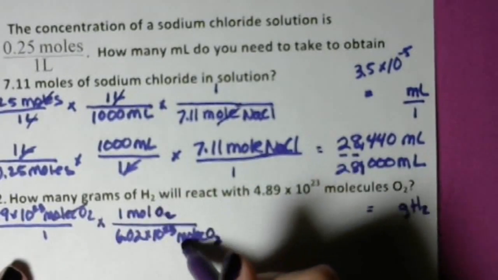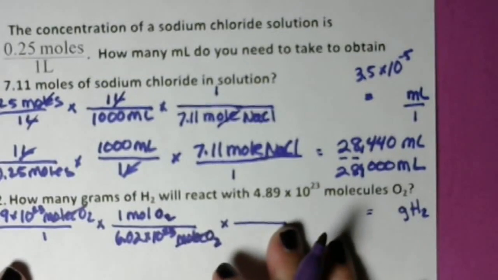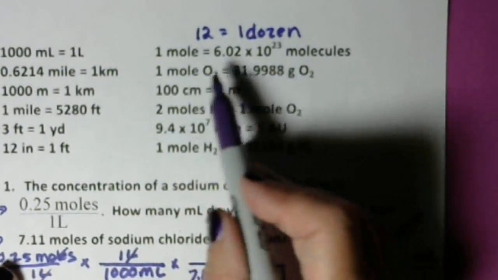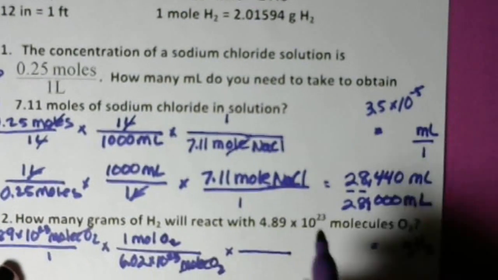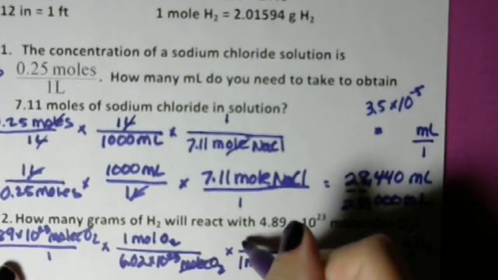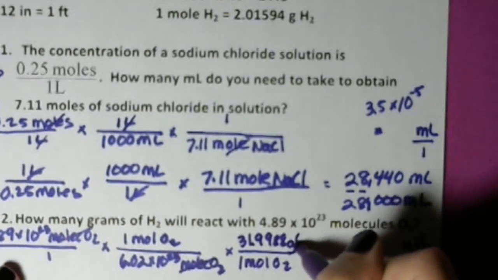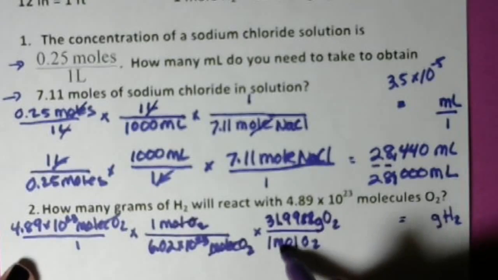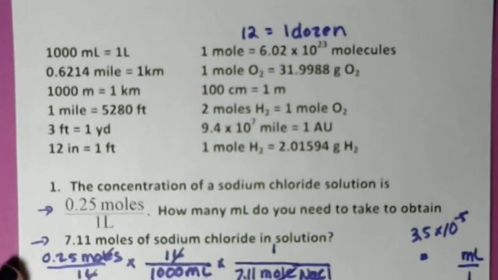So I've gotten rid of molecules of oxygen. Now I've got to get rid of moles of oxygen. So let's go back up. Right under it, I've got something with moles of oxygen. So I'm going to use that next. The moles of oxygen is going to go on the bottom, and 31.9988 grams of oxygen will go on the top. Moles of oxygen cancel. Now I'm at grams of oxygen, and I go back up to my top.